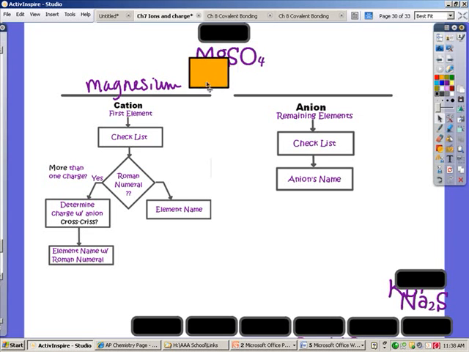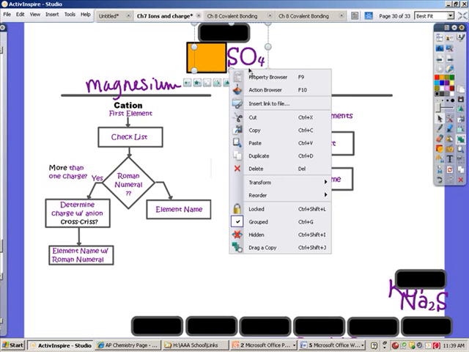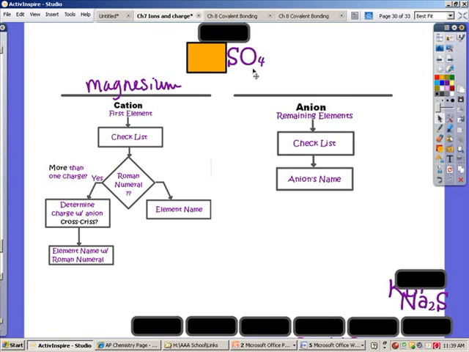And then we're going to cover up the magnesium and look at what's left. SO4. This is one of those polyatomics that I was talking about. See, I have sulfur and oxygen with it. And so we need to look down the list, and we're looking for SO4. You'll find it on your sheet, that is sulfate.